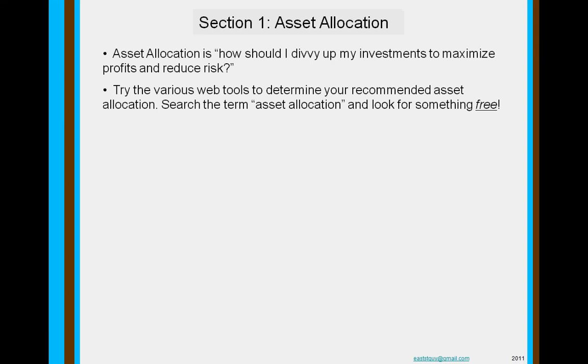This is a question that you need to answer for yourself, but the basic rule of thumb is that if you're young, you should have more of your investments in stocks, while if you're closer to retirement age, you should start to transition more into bonds or cash. There's lots of free tools on the internet to help. Just search asset allocation or talk to a financial advisor. Asset allocation provides instant diversification.